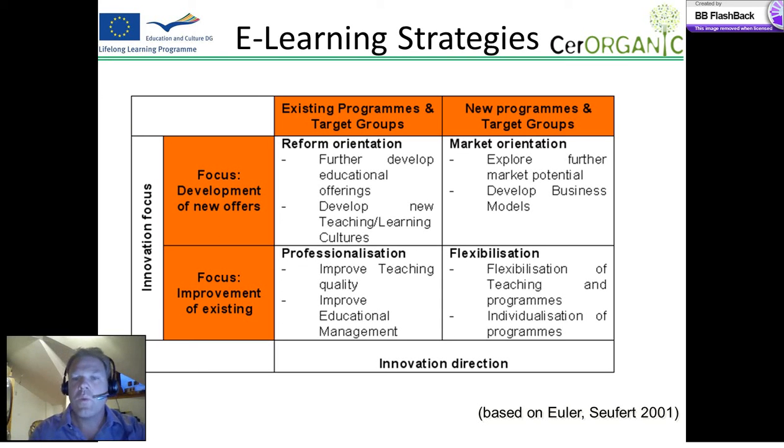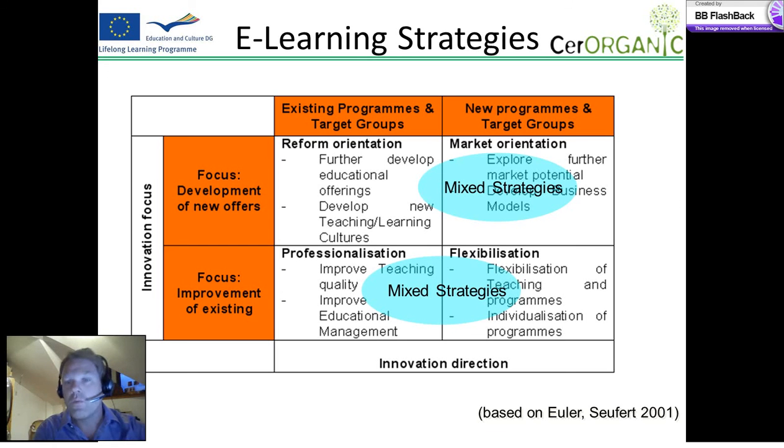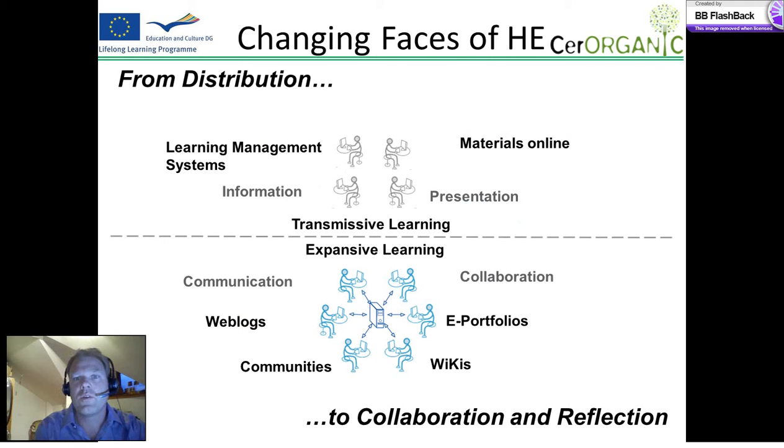We have to be aware, as professionals in this field, that we can do something new with it, or we can improve the existing. We can communicate to those who are already our target groups, or we can think about using the technology to communicate to somebody completely new. Often, of course, these are mixed strategies and motives.